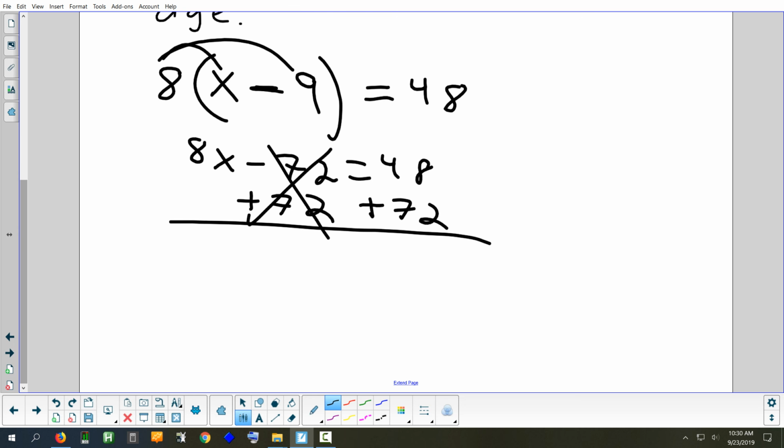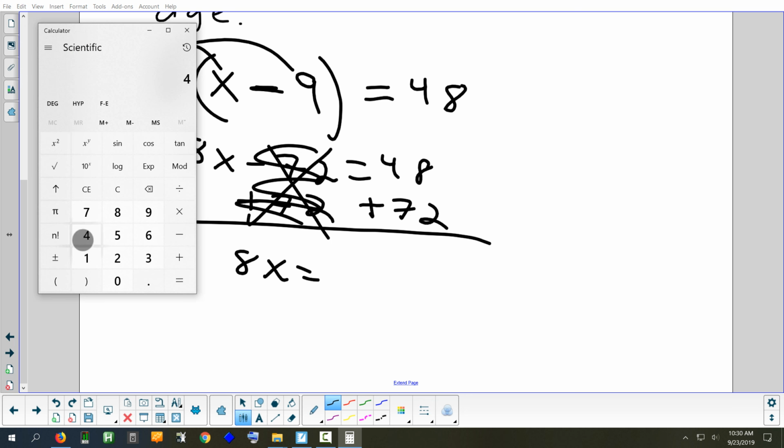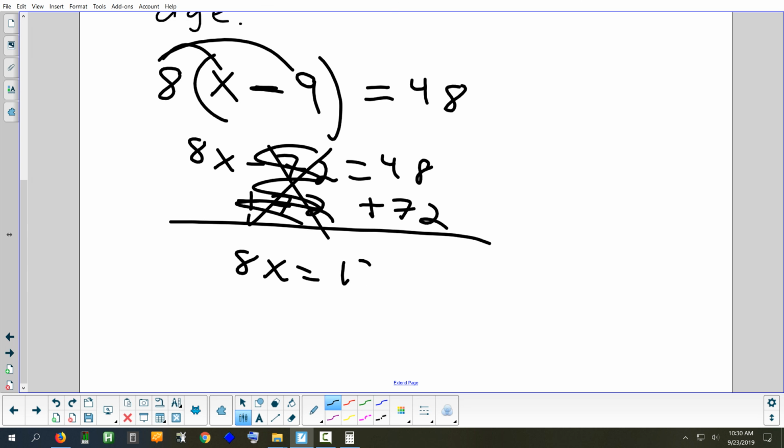Perfect. So you add it to both sides. This is gone. 48 plus 72, we probably could do it, but let's just use the calculator to do it quicker. 120. So does that mean Jim's age is 120? No. That's 8 times Jim's age. So now how do I get rid of that 8? And that's my last step.